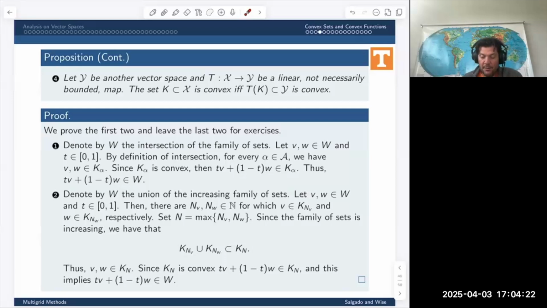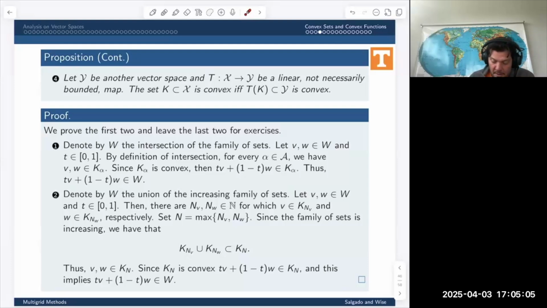There are numbers n_v and n_w in the natural numbers such that V is in K_{n_v} and W is in K_{n_w} respectively, because of this increasing property. Now let's set n to be equal to the maximum of these two numbers. Since the family of sets is increasing, what do we know? We know that this union of these two sets has to be contained in this, because that's one of the definitions, or that's also a result of the fact that these sets are increasing.